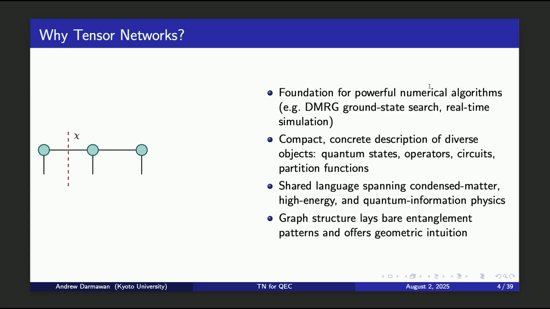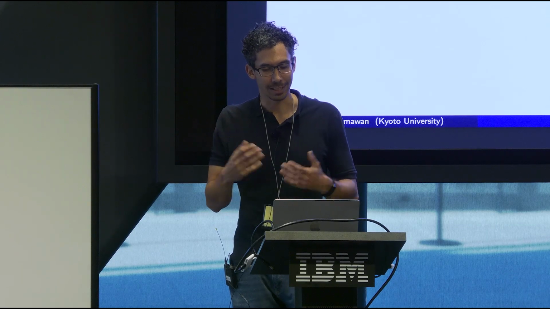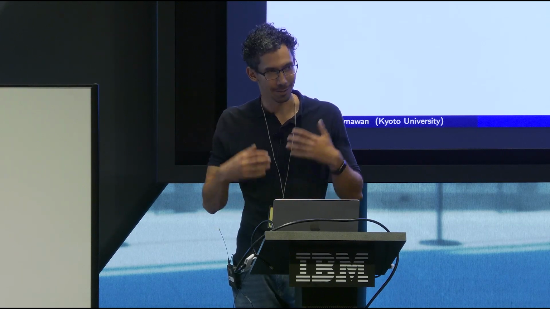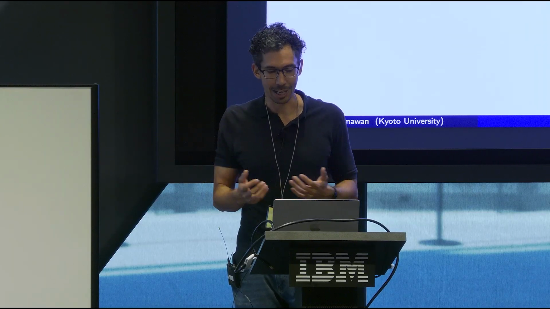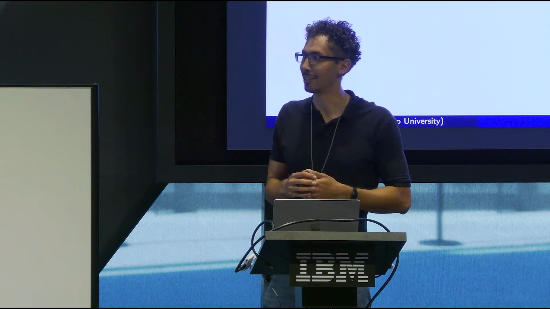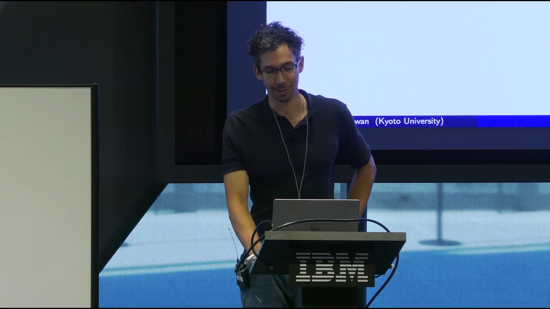And because tensor networks can represent so many different things, it represents kind of a language that is shared among different areas of quantum physics. So things like condensed matter physics, high energy physics. If you understand the language of tensor networks, you can talk to people and at least grasp concepts in a variety of different fields of quantum physics.